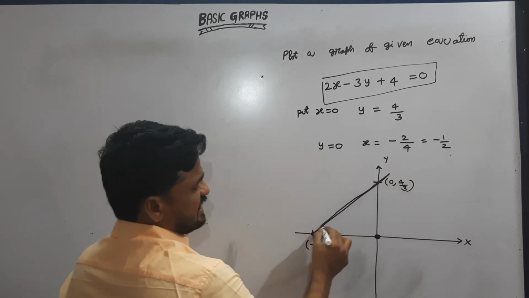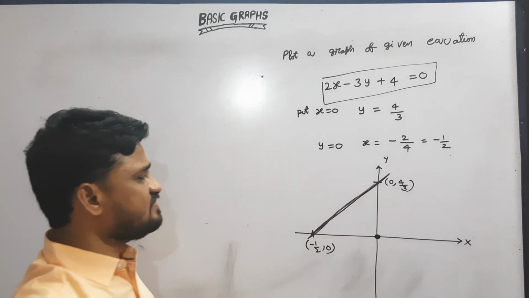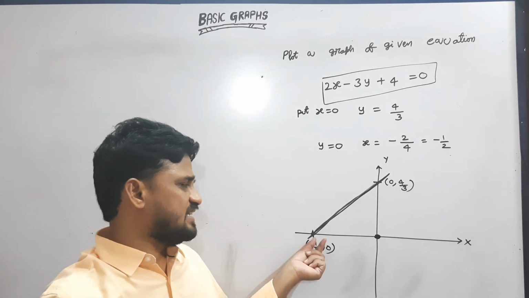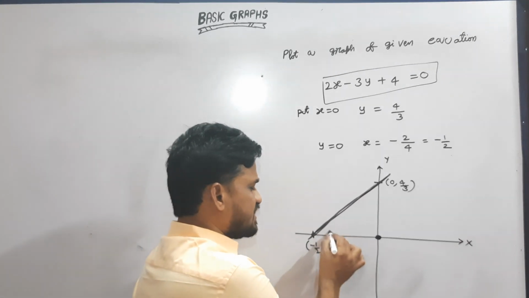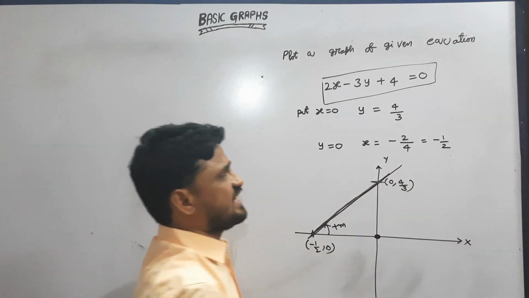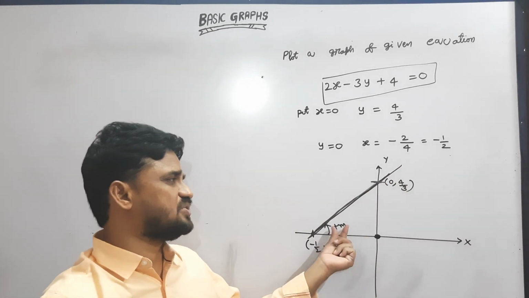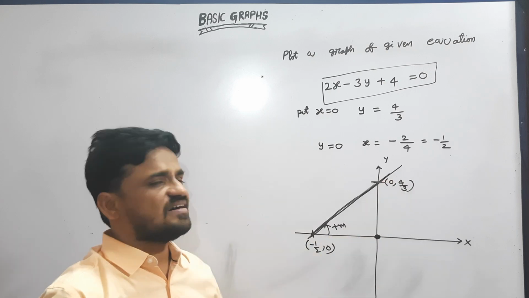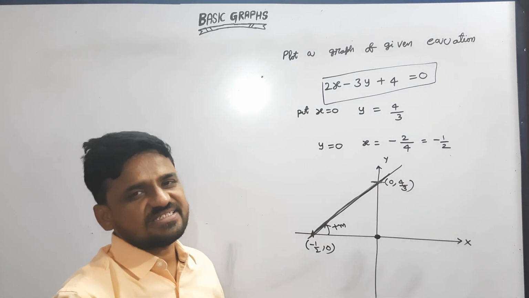So the graph is a straight line. The graph is a straight line having positive slope. Here the slope is positive. The line intersects on the positive y axis.